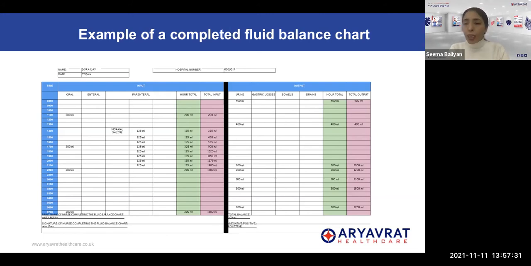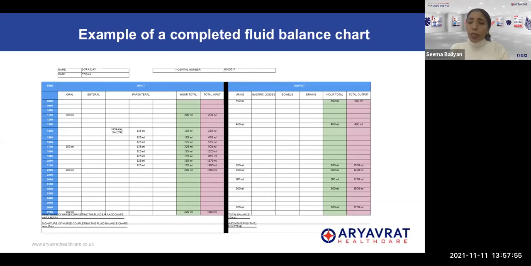Now the output side is totally the mirror image of that. And the output from your body can be from various ways. Urine is one of the outputs, then gastric losses, bowels. Sometimes you have chest drains or abdominal drains and things. So those are a few of the other ways where the output can be there.